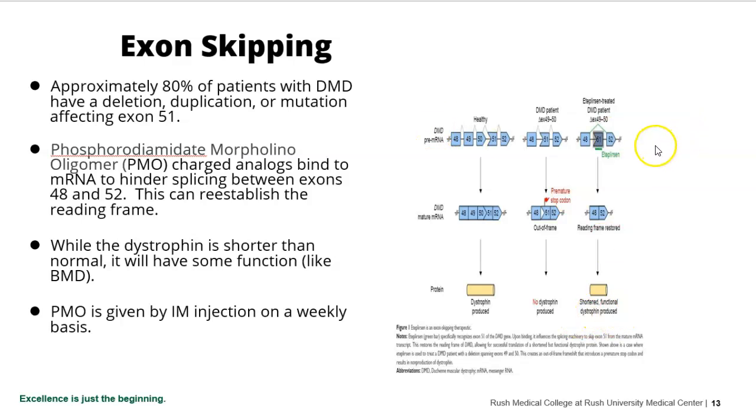So you have your DNA, and when you're making your RNA, this PMO prevents transcription, making a piece of RNA between codons 48 to 51. It skips in. That's what we call exon skipping. This PMO is given by an IM injection on a weekly basis, and it has shown a great deal of promise. The future would be gene therapy, CRISPR or some other kind of injecting the correct gene into the muscle. And this is something that they're looking at and will be considering in the future.